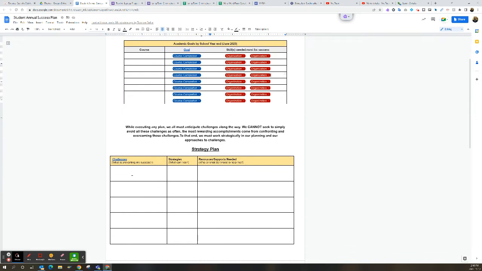And then there's a strategy plan. So they know they're going to have challenges as they go throughout. So what might prevent my success? What can I do about it? And then who or what do I need to help me with that plan?